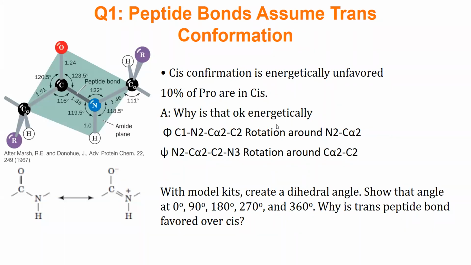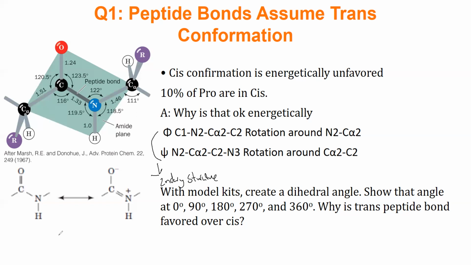Okay. And you have another one, the psi, N2, Ca2, C2, N3. We're going to see, based on your phi and psi combination, based on what these values are, you get different secondary structure. So that's why it's super important. These angles will tell us, okay, what secondary structure are we seeing in this protein?